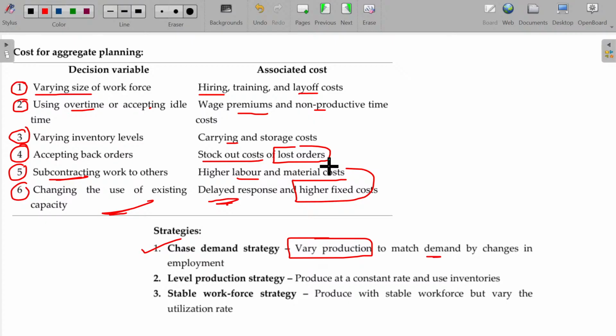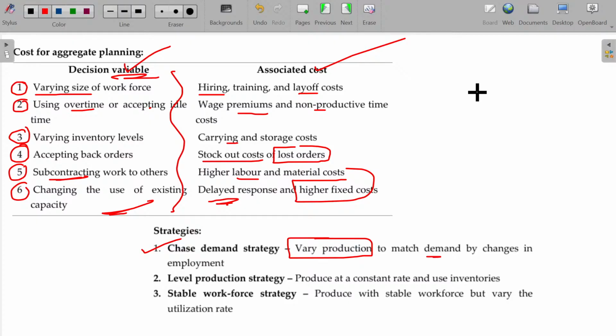So we have 3 strategies to match with the predicted demand in the coming days. Either it may be chase demand, level production, or stable workforce. Among the 3 strategies, to match our strategies, these are the variables to alter. If we choose one of these alternatives, then we have to incur these costs also. Hope you will now be able to understand.